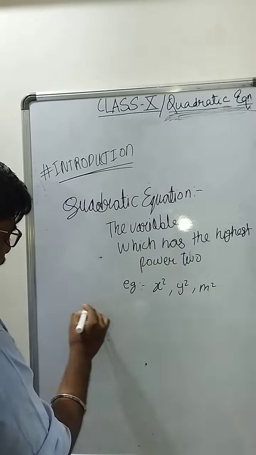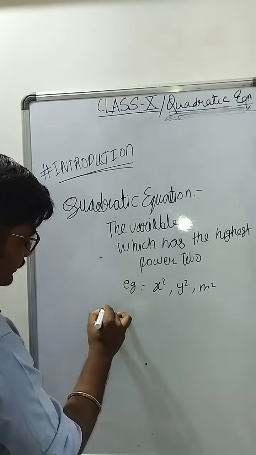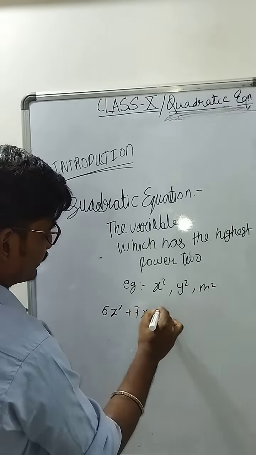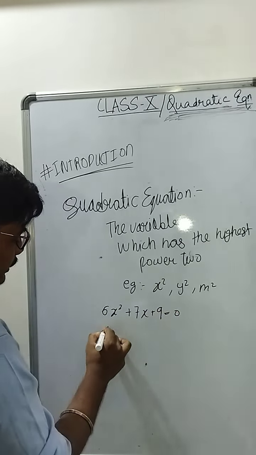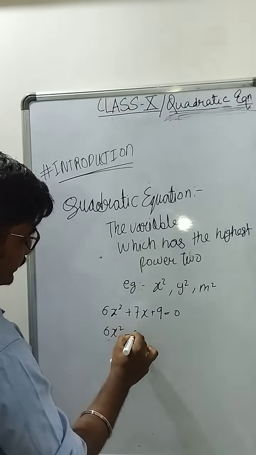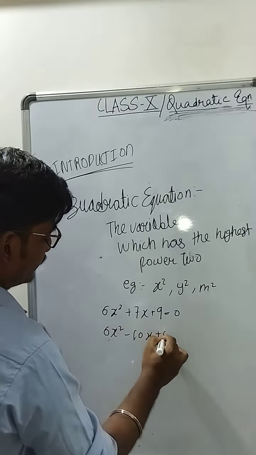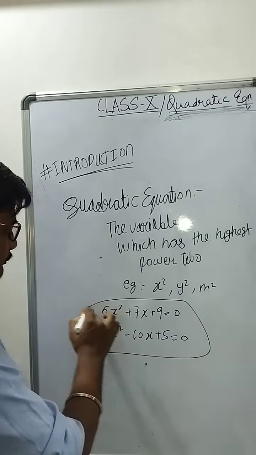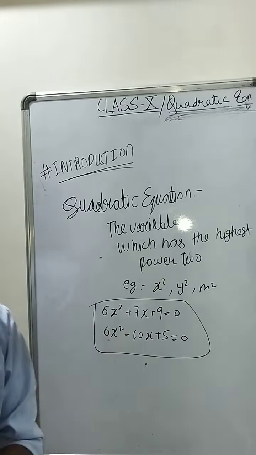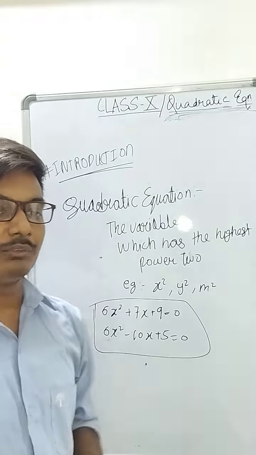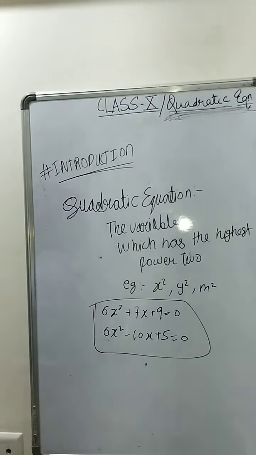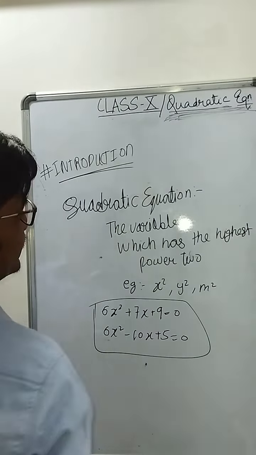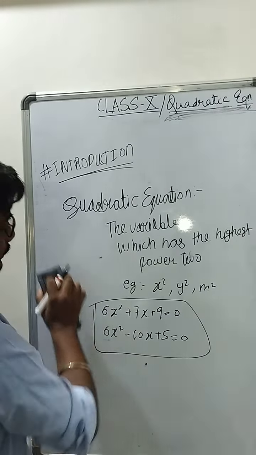So we can write a quadratic equation as 6x square plus 7x plus 9 equal to 0, or 6x square minus 10x plus 5 equal to 0. This is the quadratic equation. How to write the quadratic equation? So we will solve quadratic equation with the factorization method. Okay, so we will start with the factorization method in quadratic equation.